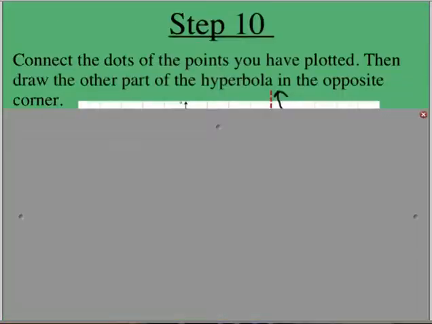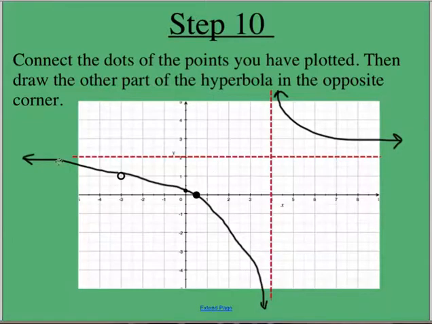And then the 10th step is to connect the dots. Now, these are going to look like hyperbolas. So if you remember from Algebra 2, a hyperbola is two curved parts that are separated by two asymptotes, a vertical and a horizontal asymptote. And so I did this as best I could with my mouse. So you'll see this part of the hyperbola comes up through the x and y intercepts, gets close to the hole, kind of jumps over it, and then just keeps going. This will never cross the horizontal asymptote. And then you're going to draw the other part of the hyperbola in the opposite corner, or the opposite quadrant.